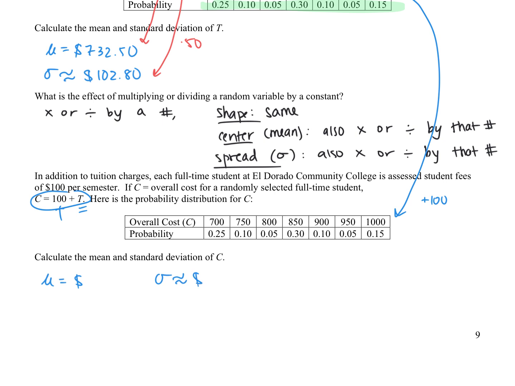Okay, I believe you got a mean of $832.50 and that the standard deviation stayed the same. You agree? That should make sense because what is happening is you're taking a histogram and you're just shifting the histogram by 100. So obviously it's going to affect the mean or the center, but the spread doesn't change. All we did was shift. We okay with that? Okay.